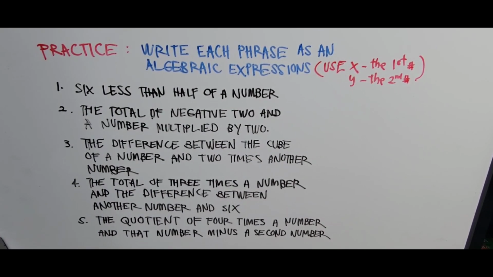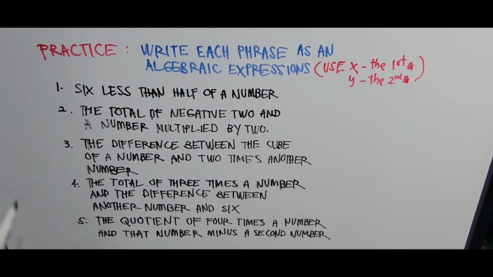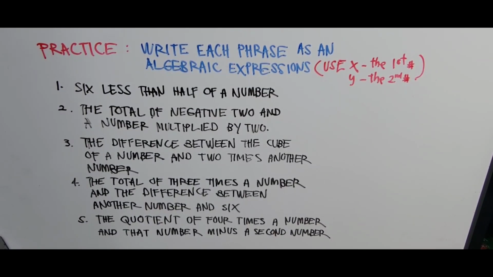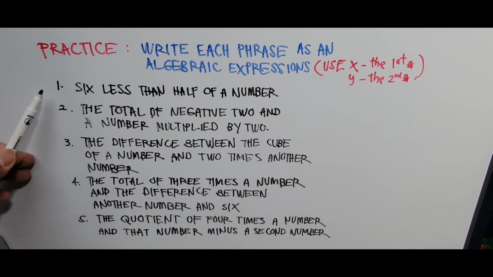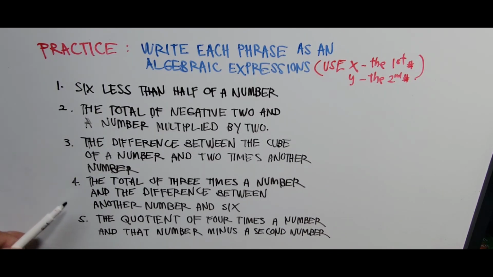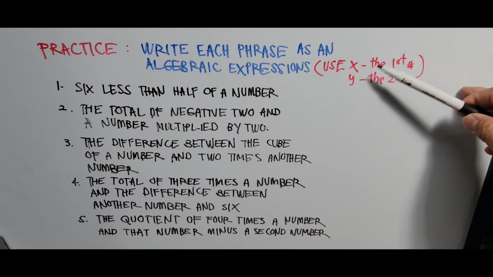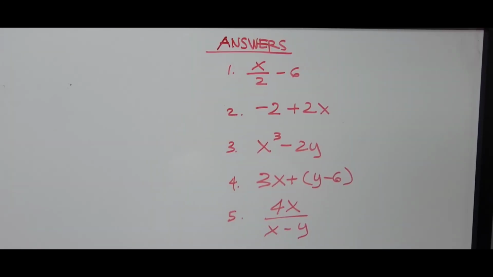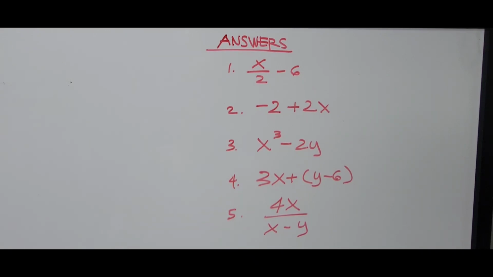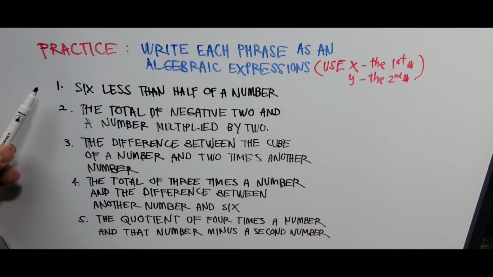So that's the end of our lesson, and I'm leaving you guys a practice you can do wherever or whenever you want to. We have 5 expressions right here, and all you have to do is write each phrase as an algebraic expression using x as the first number and y as the second number. So these are the answers for those exercises, 1, 2, 3, 4, 5. So you have to do that on those 5 practice exercises.